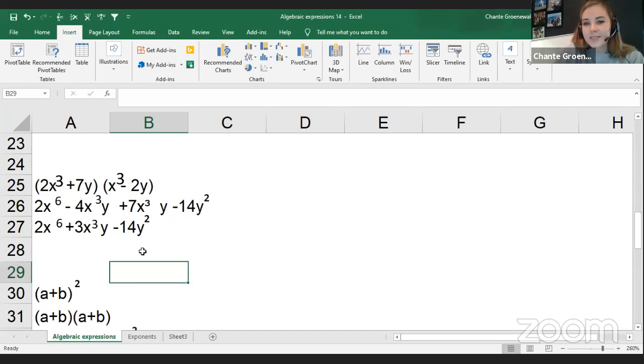Ma'am, the question was 2x cubed plus 7, then the brackets, then x cubed minus 2y. Yes, but now I change it to 7y, right? I just made a typing error. Oh, okay. Did you guys hear that? Thank you, Fatima. So the 7 was actually supposed to be 7y. I just had a little typing error. Sorry about that. Okay, so did I answer everyone's question? Toriso?